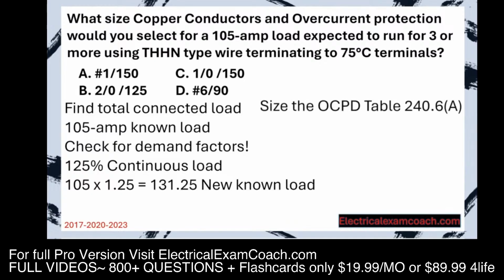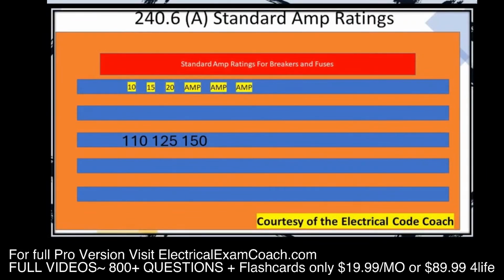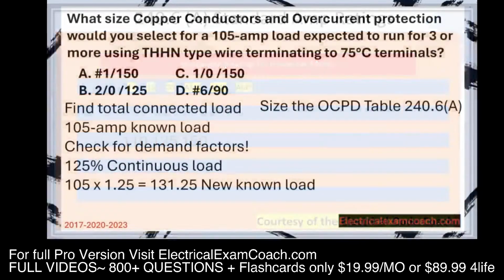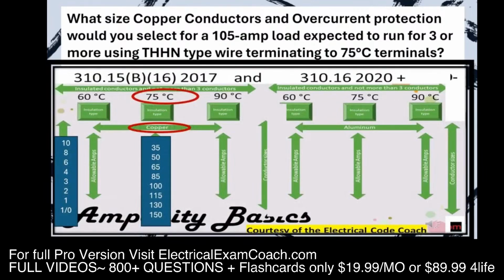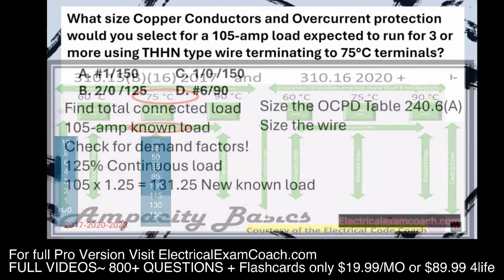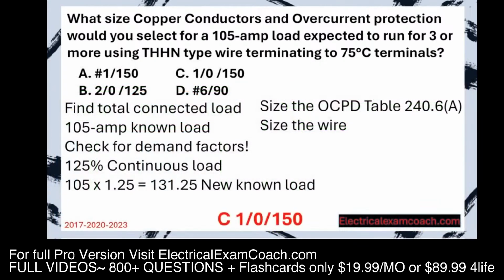And now we can size our overcurrent protective device. We head to table 240.6(A) and we choose the next standard size, which is a 150. Now we can come back and size the wire. We head to our ampacity table. We're on the copper side, 75°C column. We're going to go down and we're going to find a wire that covers the known load. And we're good to go. We're going to select a 1/0 on 150. Let's get to it.